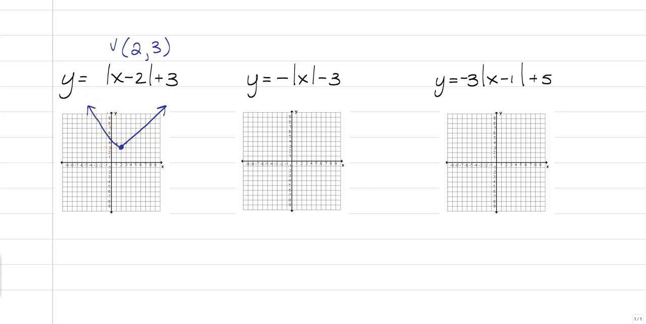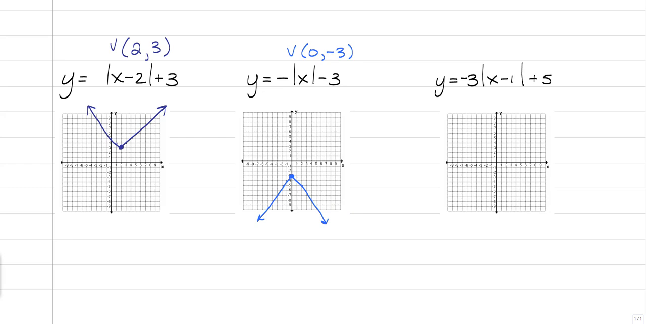It's done. The second one, there's no horizontal shift. So we did not go right or left at all. But we went down 3 because that's our vertical shift. So our vertex is going to start at 0, negative 3. But now we look, we have a negative sign. So this is going to go down. And the slope is 1. So it's just down 1 over 1, down 1 over 1, down 1, right 1, down 1, right 1. So it's just the same thing as what we were looking at earlier, except we just started 3 below.